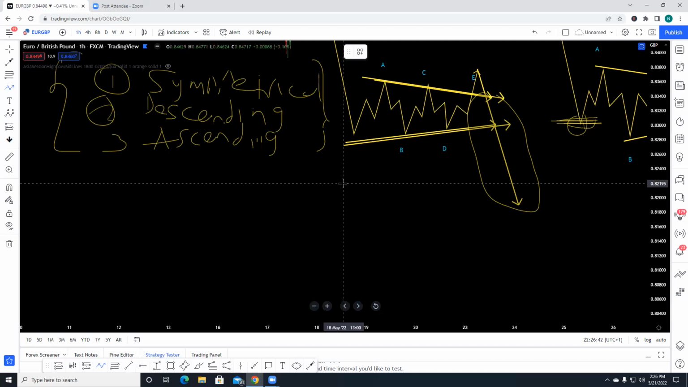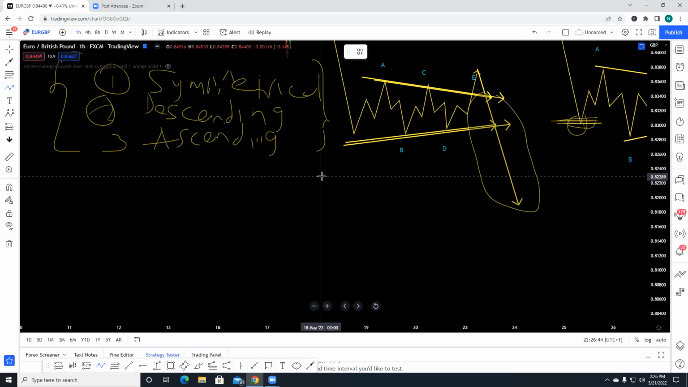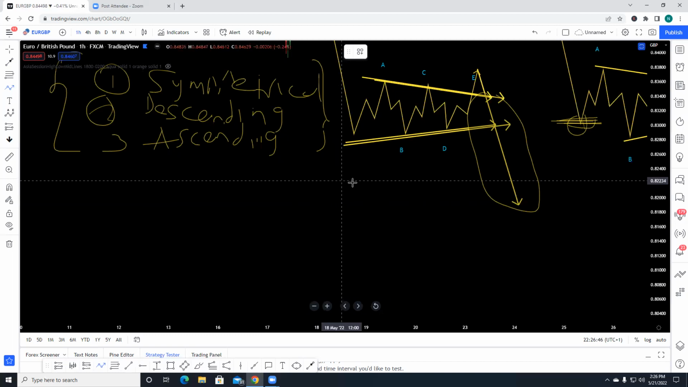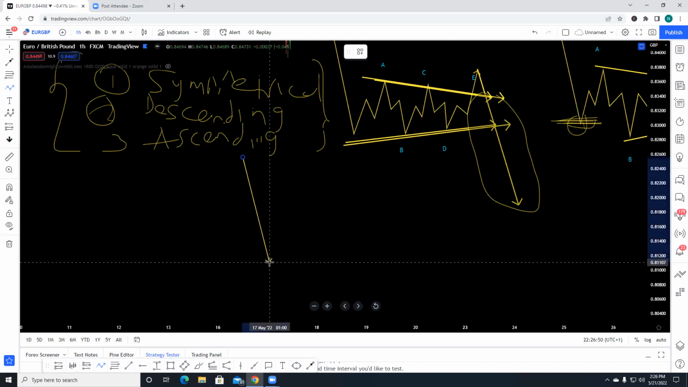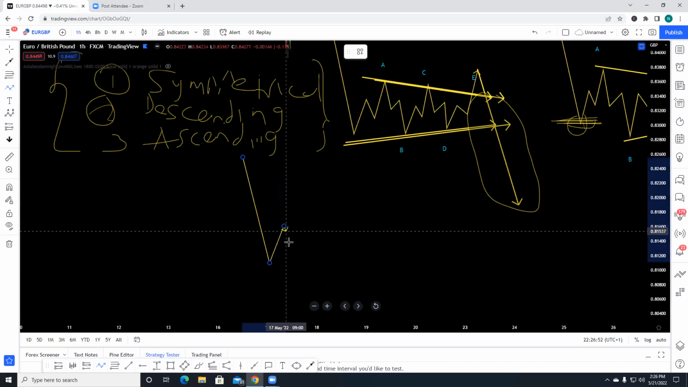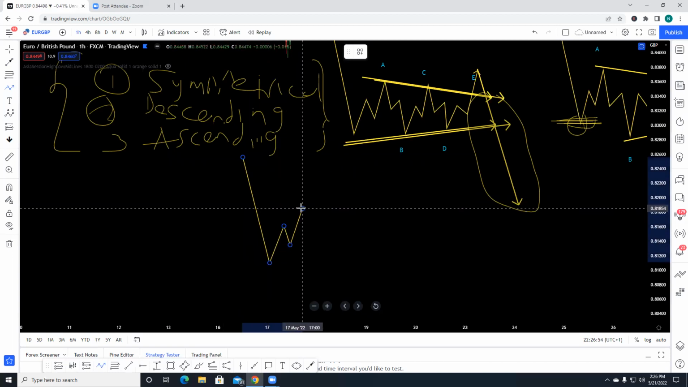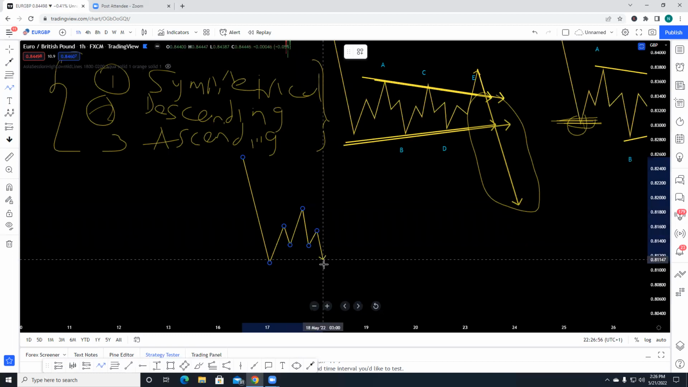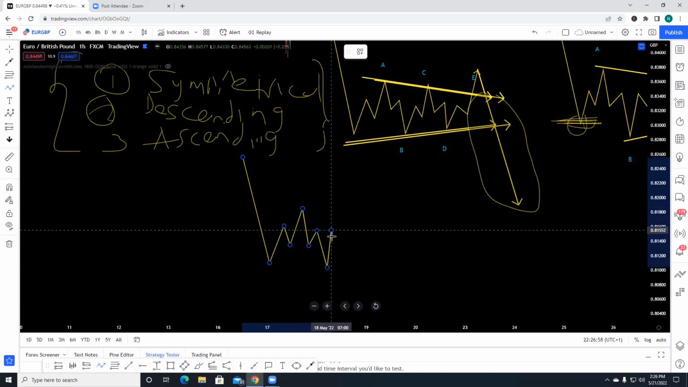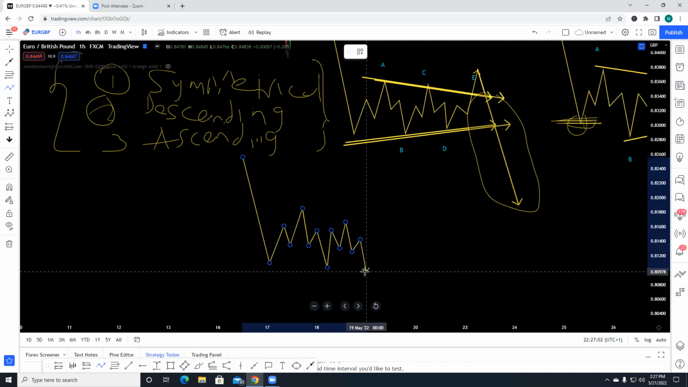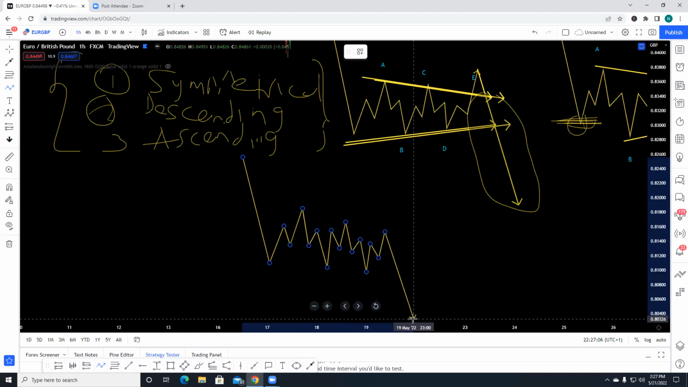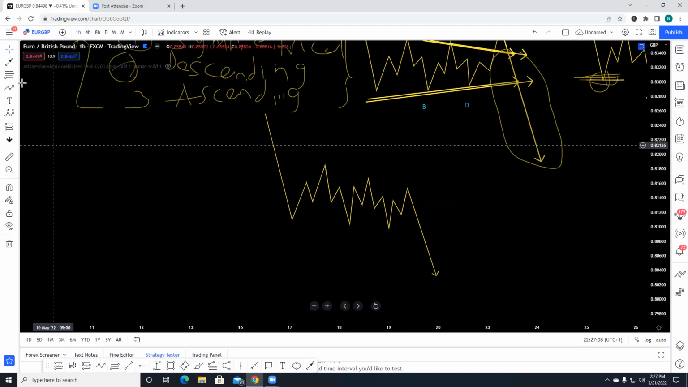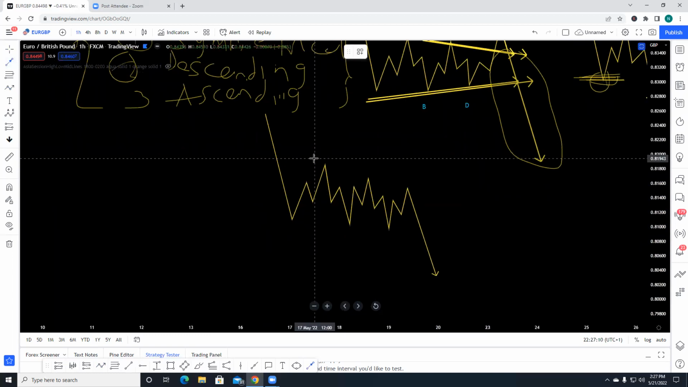Okay, you have what is called a declining top and a flat bottom. Okay, you have a push to the downside. You have 1, 2, and 3, and you move to the downside. Okay, for a downtrend. Now, see something real quick.